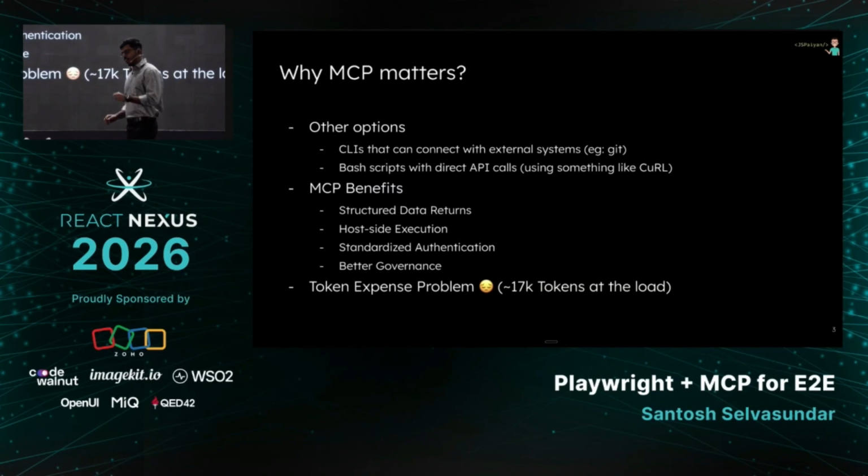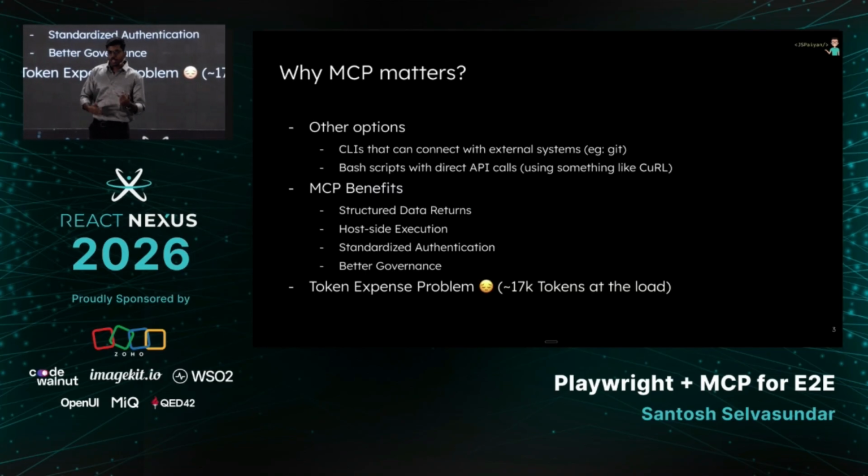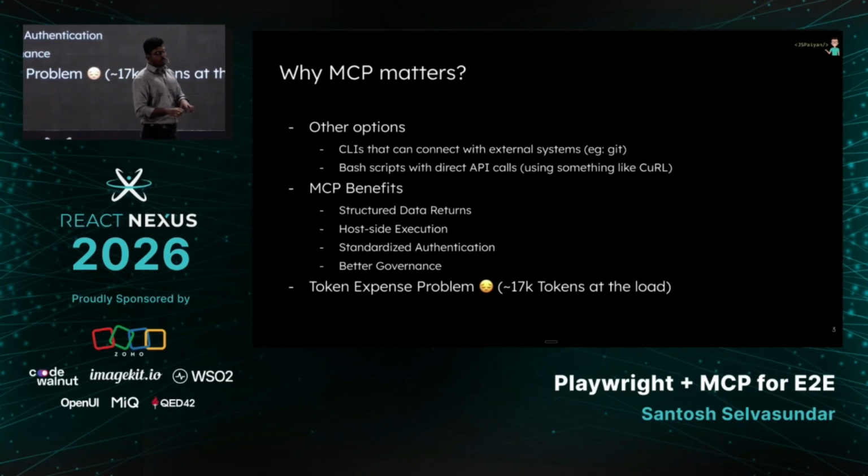So now, why do we need the MCP in the first place, right? Two things. If the user or the agent wants to connect to some external systems, say for example, I'm pulling the code from GitHub or pushing the code to GitHub, there are primarily two or three ways. I can use the APIs, get the things done by using a curl command, use a bash script.